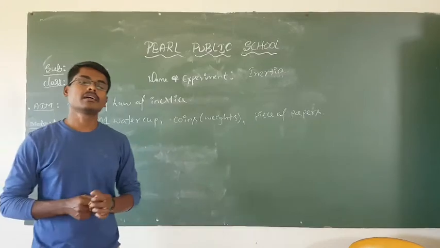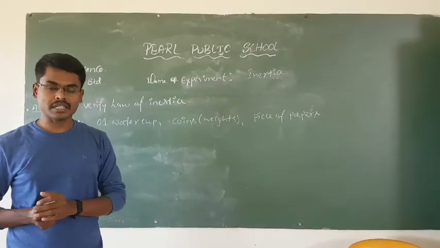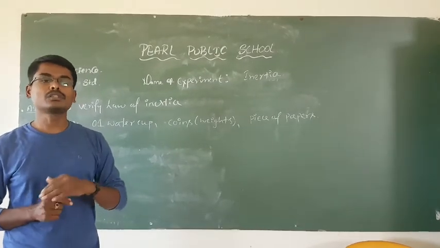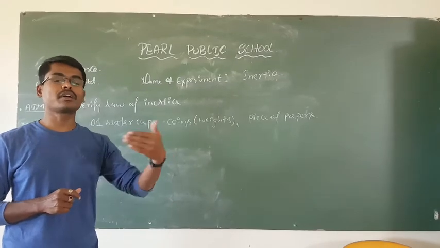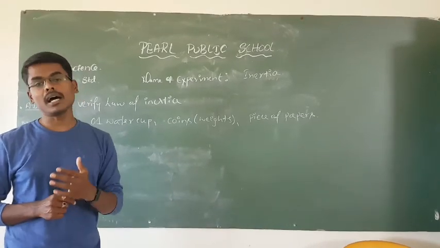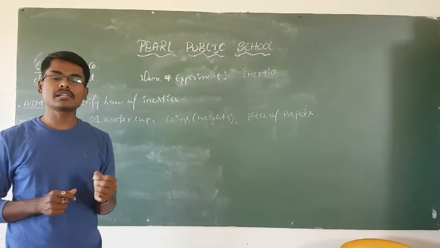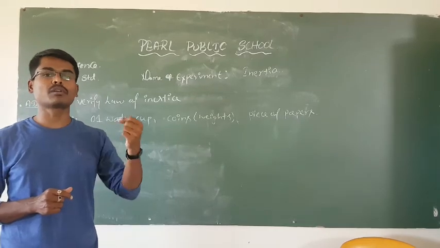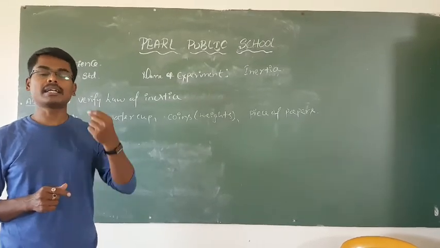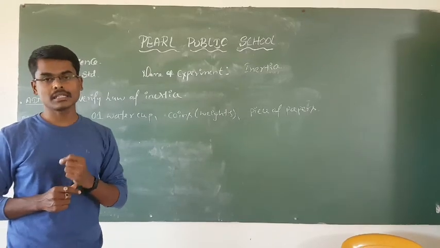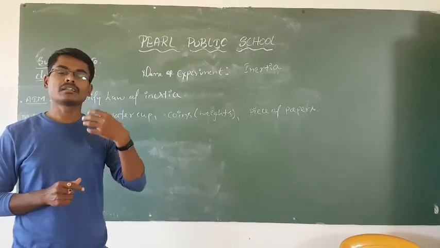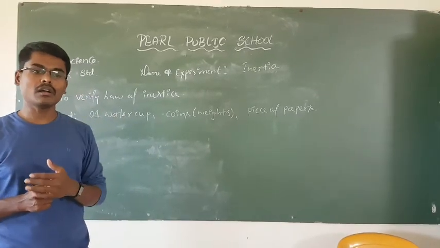You already studied in your science theory subject about inertia. We know that without the application of force, it is very difficult to move an object due to inertia. That is a tendency of an object: without application of force, it will never move. That property, that tendency of an object, we call inertia. Now we are going to verify by taking these materials whether inertia is present or not.